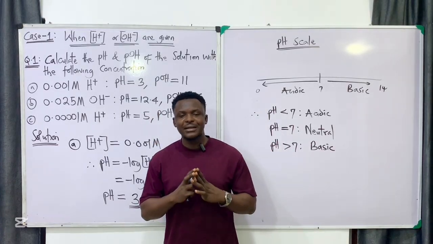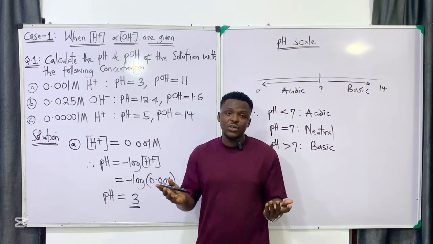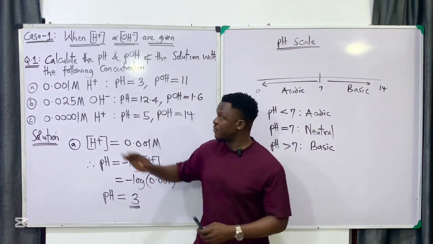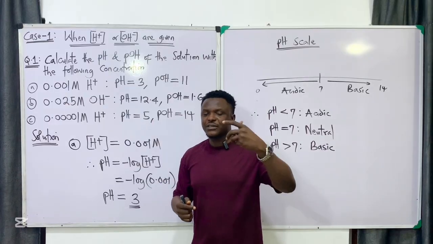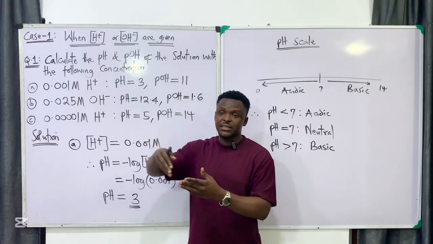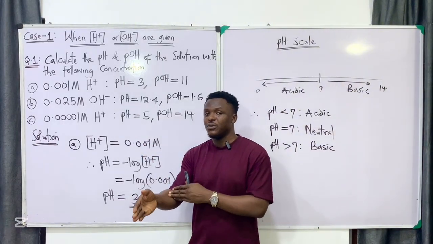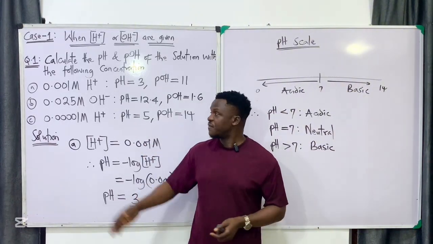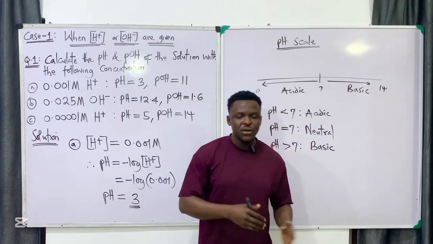any questions under pH that is under direct calculation. By direct calculation, I mean they gave us the value of H plus and OH minus directly. They didn't give us an acid for us to find the H plus, because in the next case that we're going to be looking at, they give us an acid for us to find the H plus, or they'll give us a base for us to find OH minus.